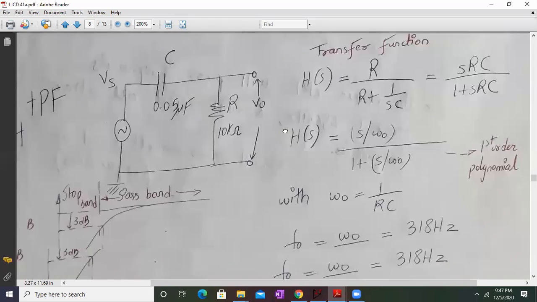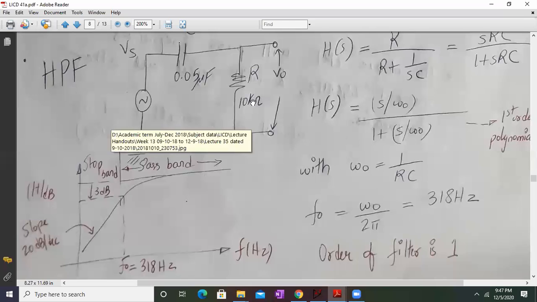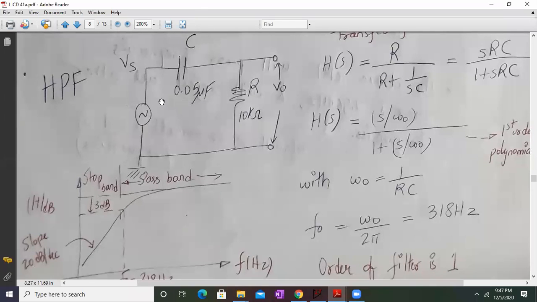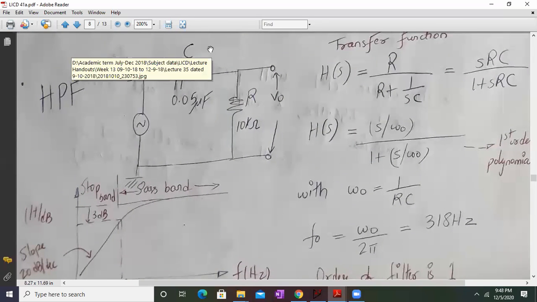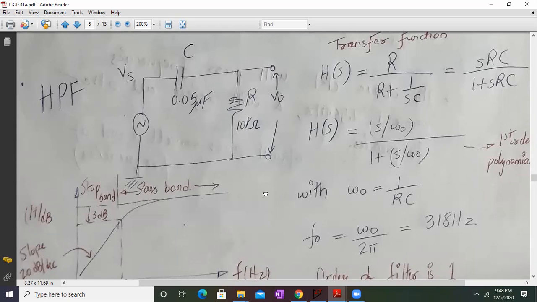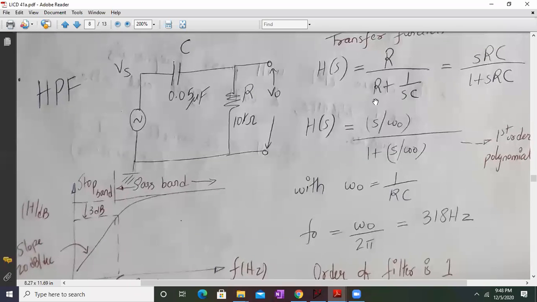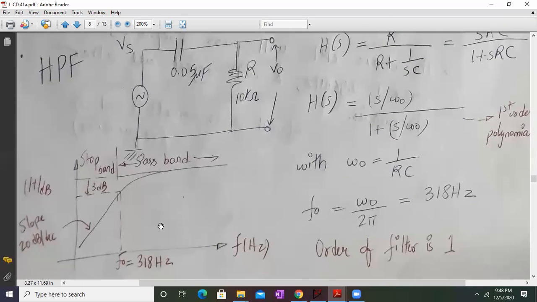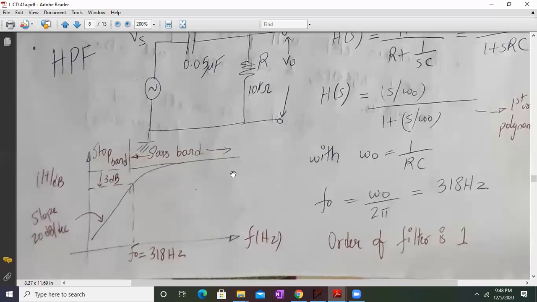Similarly, for a high pass filter, for low frequencies, the reactance offered by the capacitance is infinity, so it will be like an open circuit. Hardly any input will reach the output. And slowly, as the frequency increases, the reactance offered by the capacitance goes on decreasing, and the frequencies will be passed. If you consider this transfer function, the cutoff frequency will be 318 hertz, and this is how the frequency response will look.